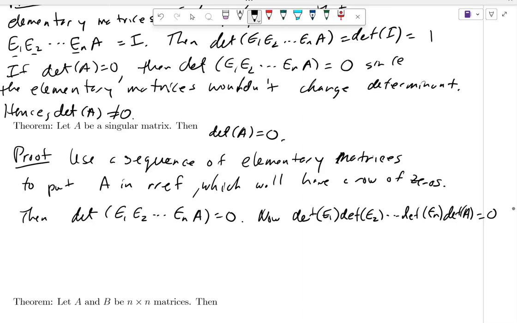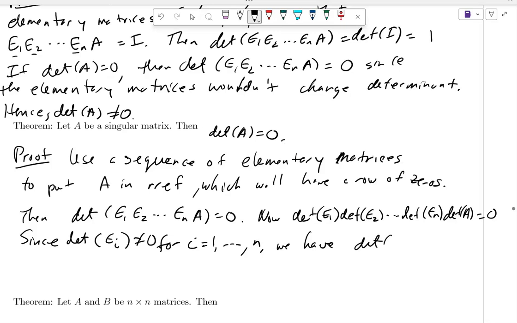If you have a product that equals 0, what has to be true about something in the product? At least one of them is 0, right? When you take the determinant of an elementary matrix, do you ever get 0? No. So since each of those determinants is not 0, we have that the determinant of A must be 0.